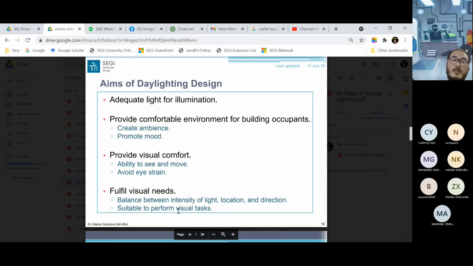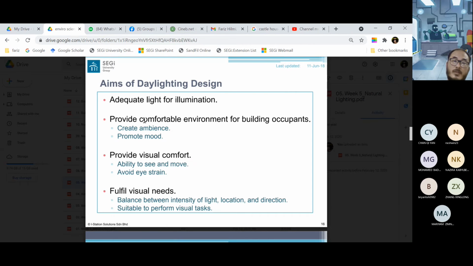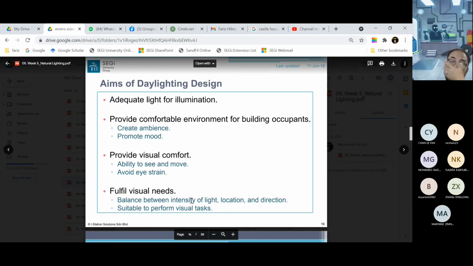Aims of daylighting condition. Average light for illumination. Provide a comfortable environment for building occupants. It also creates ambience and promotes mood. Visual comfort is also very important in daylighting design: the ability to see and move, and avoid eye strain. Next would be fulfilling visual needs, a balance between intensity of light, location, and direction.